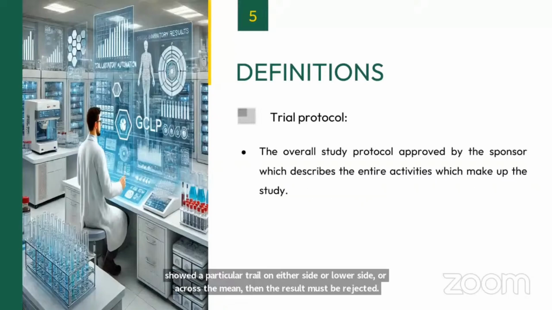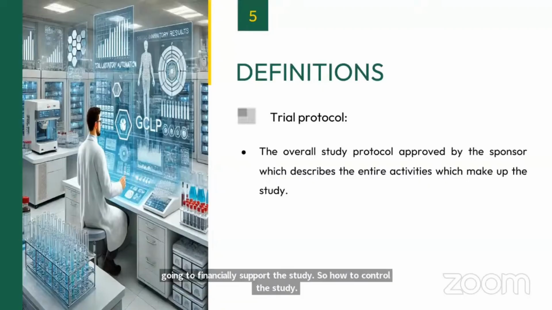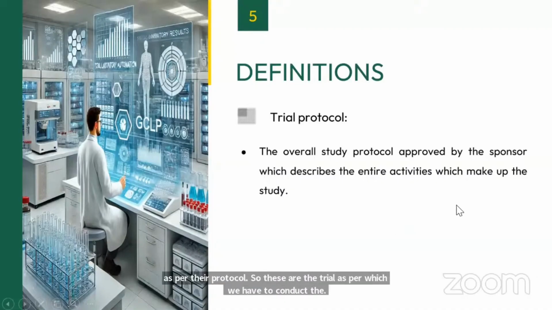Then the next definition is trial protocol. The overall study protocol approved by the sponsor, which describes the entire activities which make up the study. Protocols means again a step-by-step procedure. So trial protocol means a clinical trial protocol. When we conduct clinical research, these are the clinical trial protocols. These protocols are given by the sponsors because, as you have seen, they have initiated the study, they are going to manage the study, and they are going to financially support the study. So how to conduct the study is as per their protocol. These are the trial protocols as per which we have to conduct each study or each clinical trial.